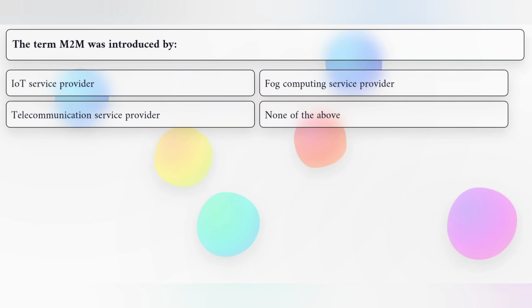The term M2M was introduced by IoT service provider, fog computing service provider, telecommunication service provider, none of the above.